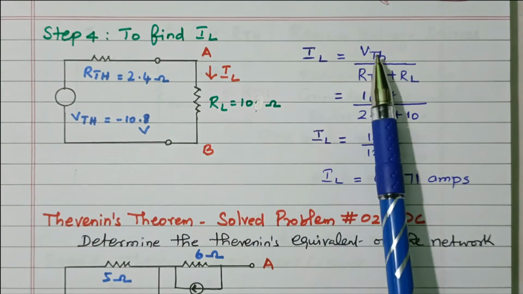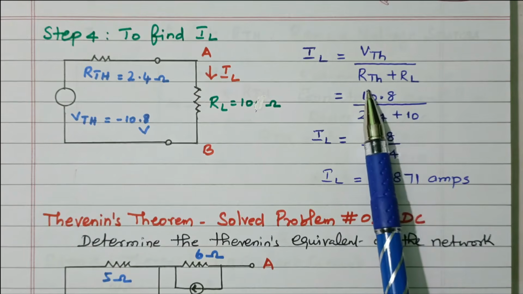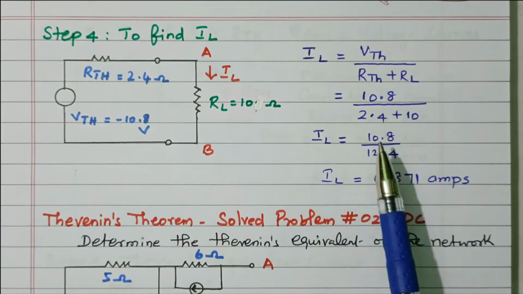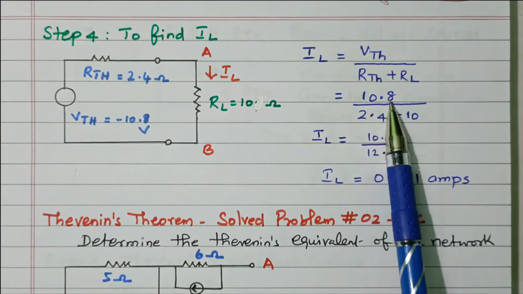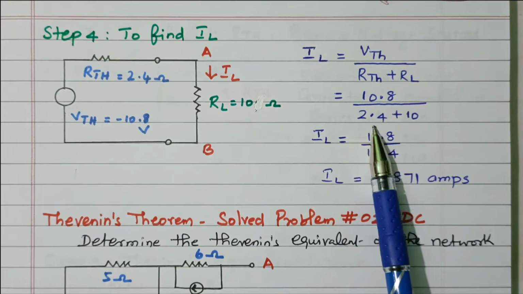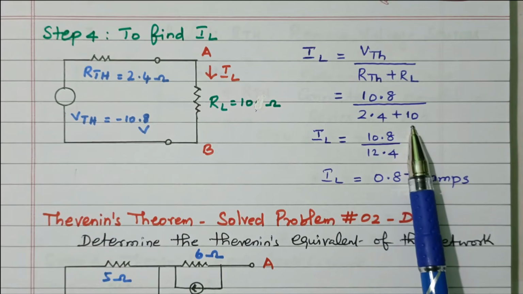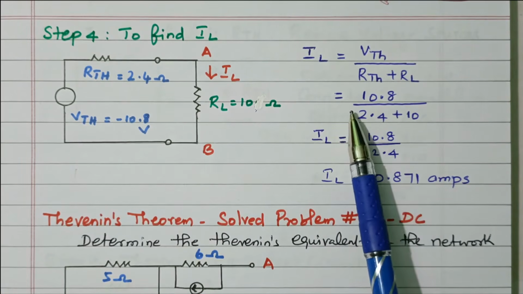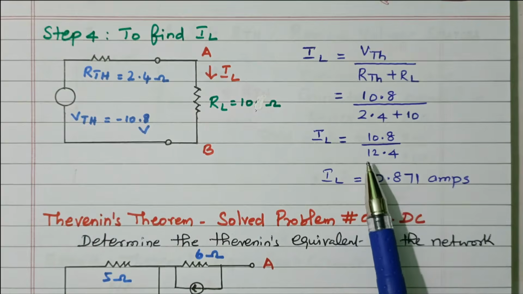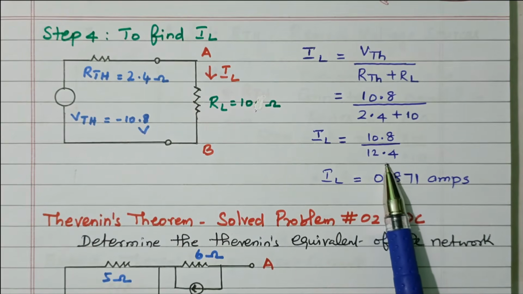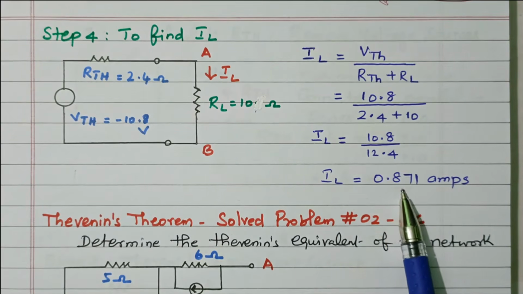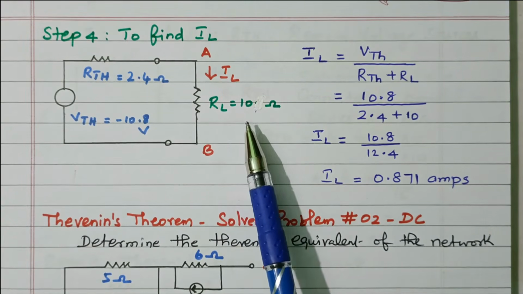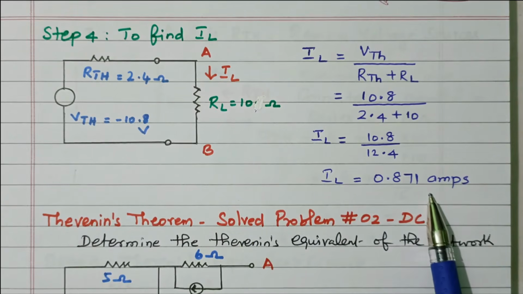IL equals V by R. V Thevenin divided by R Thevenin plus RL. There are R Thevenin available and RL also available. Both are added. V Thevenin we calculated 10.8 divided by R Thevenin is 2.4 plus the load resistance is 10. The negative sign is not a problem. We can get either positive or negative value. The value will remain the same. So 10.8 divided by 12.4, that is 0.871 ampere. Right? The load current flowing through this 10 ohm is 0.871 ampere.